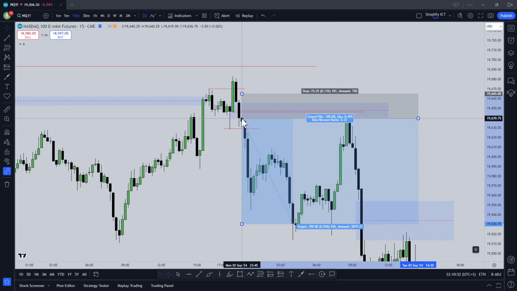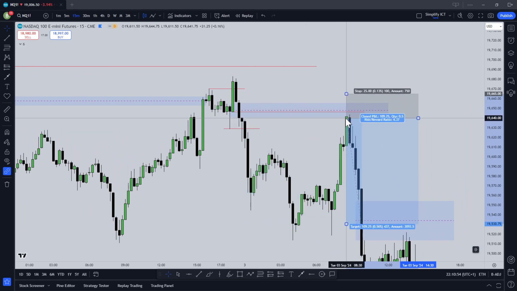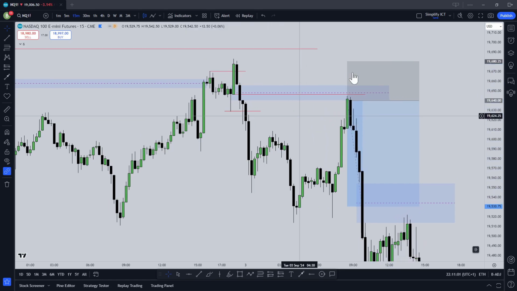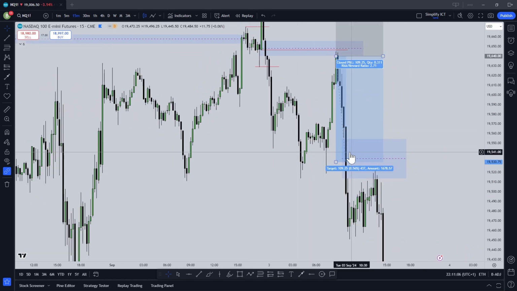So let's say we were to place our entry at the bottom of this fair value gap right here and place our stop loss either above the gap or above the overall high, which you also can do, because then your stop loss is in a very safe place. You can then target opposing liquidity or opposing fair value gaps.